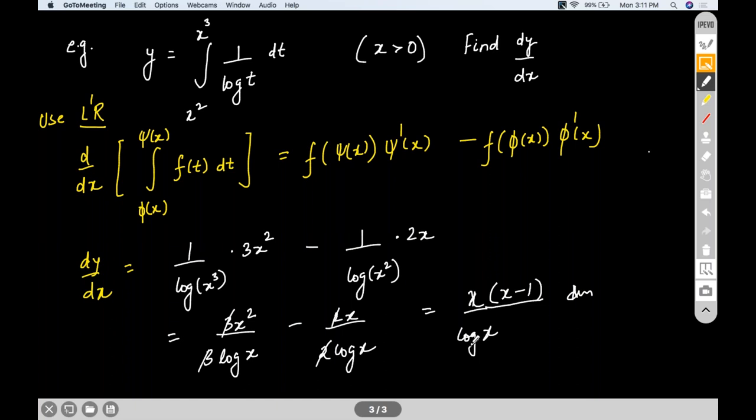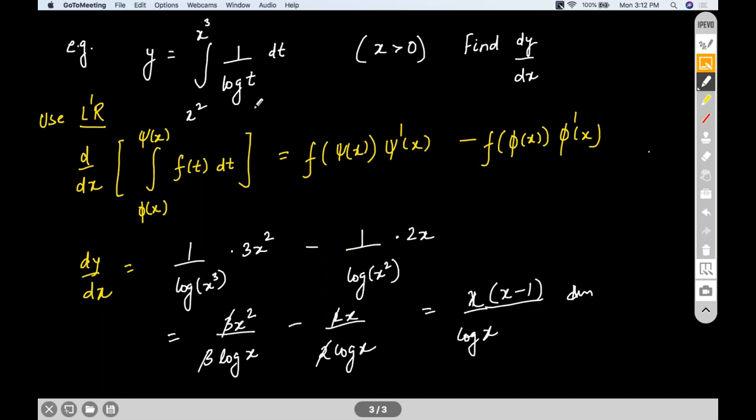Remember, 1 by log x is a non-integrable function. That means the integration of 1 by log x cannot be expressed. There are some lists of functions which you cannot integrate, like sine x by x, cos x by x, e to the power x square, e to the power minus x square, 1 by (1 plus x to the power 5), 1 by log x. So this belongs to that group where you cannot find the integration.